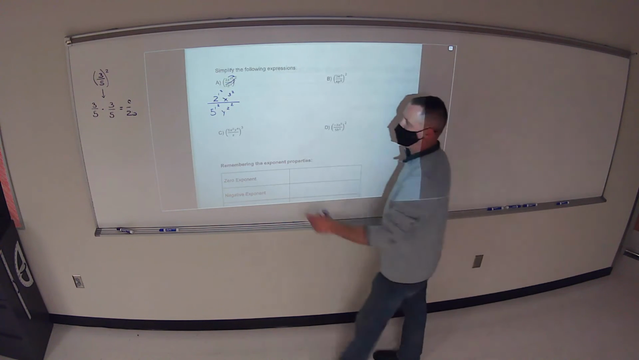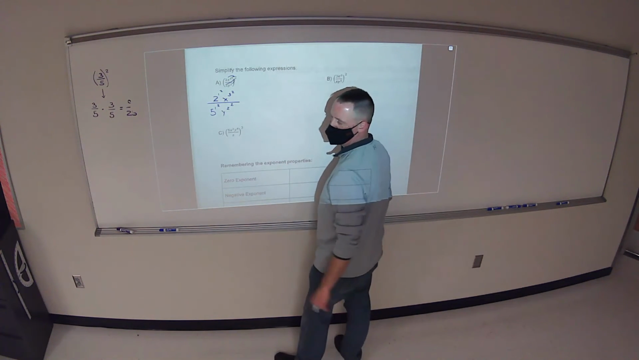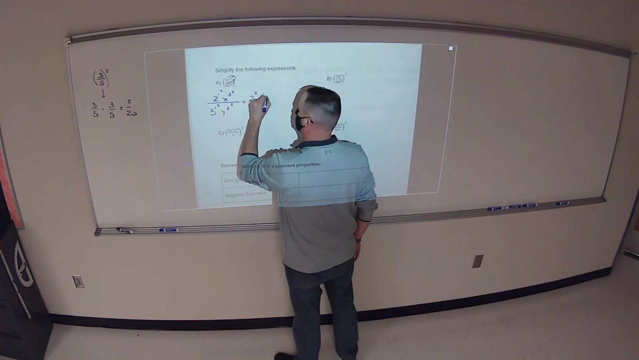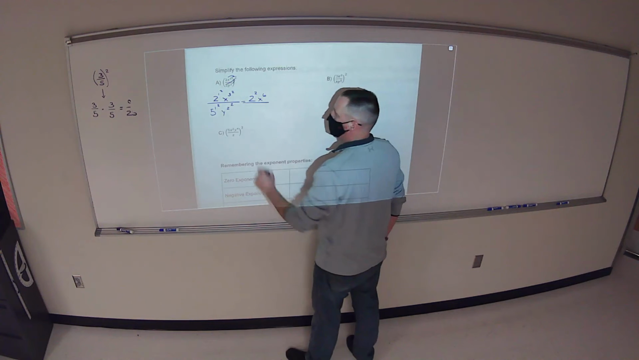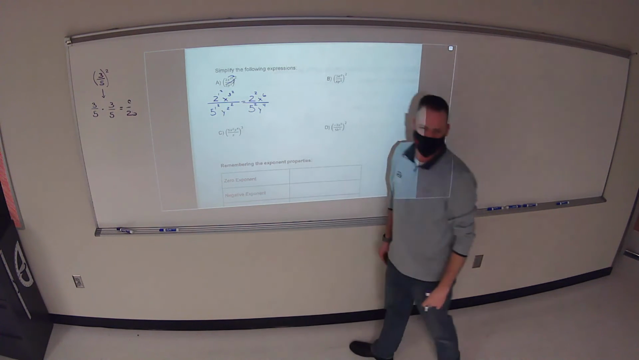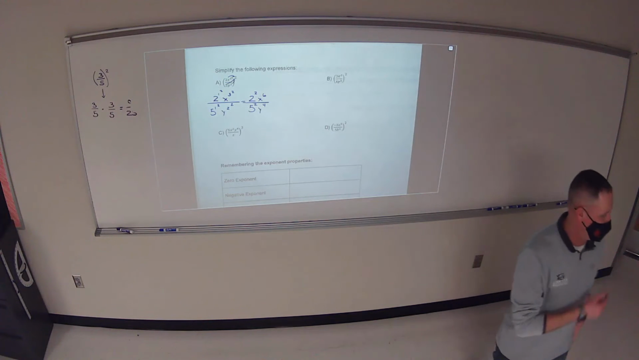What do we do with the power raised to a power? We multiply. So this now becomes a 2 squared on the top and an x to the 6th on the top. And I would have a 5 squared on the bottom and a y to the 4th on the bottom. Does that sound right to everybody? And now we're just evaluating.